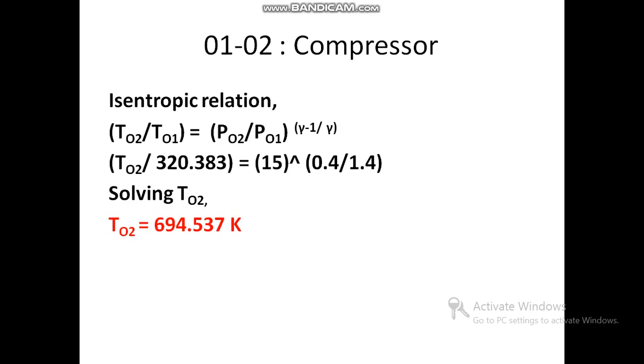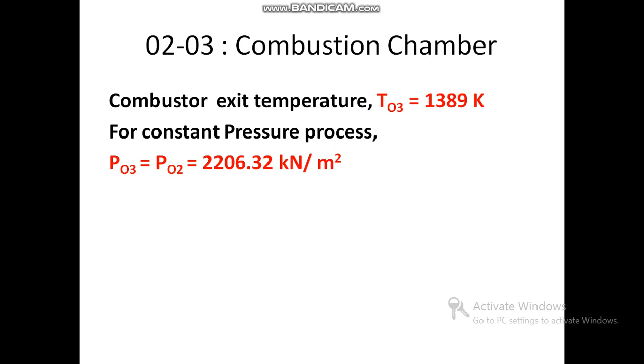The next one is to find out the T02 value. So for that we go for the isentropic relation, that is T02 divided by T01 is equal to P02 divided by P01 whole power gamma minus 1 divided by gamma. Again by substituting the T01 value as well as the pressure ratio value and solving for T02, we will get T02 is equal to 694.537 Kelvin.